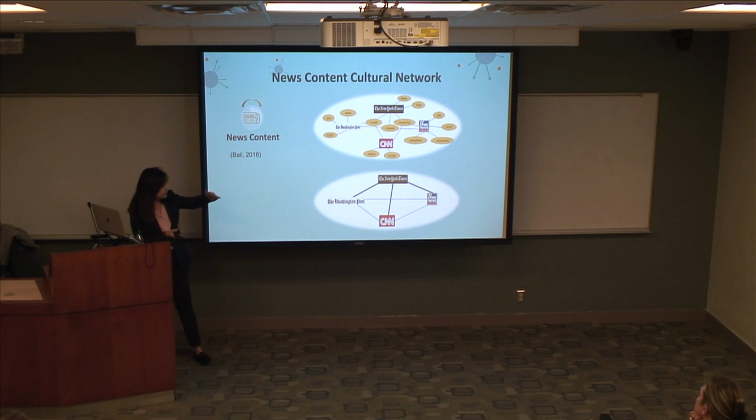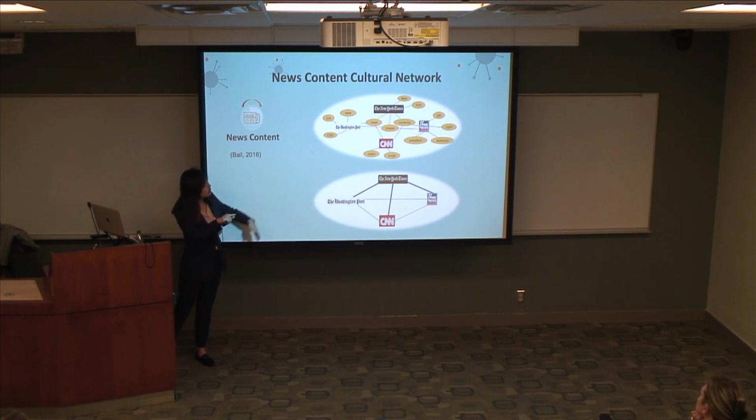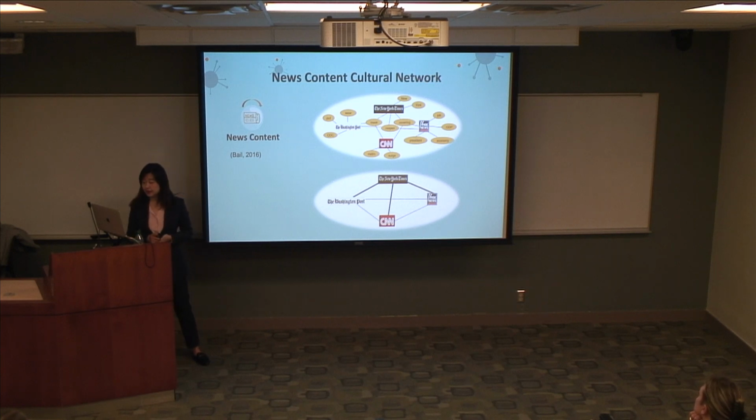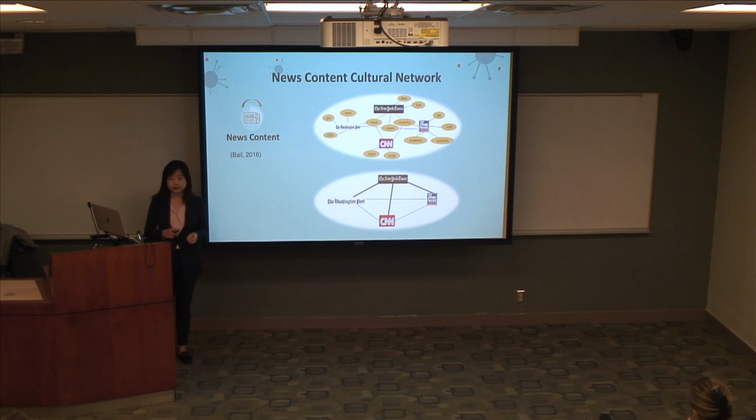If we collapse the network in the upper figure into the network in the lower figure, then we get this cultural network. In this network, we only have one type of node, which are news media or news organizations. And the edges between those nodes represent the text similarities. The thicker the edges are, the more similar the news content generated by the news media here.